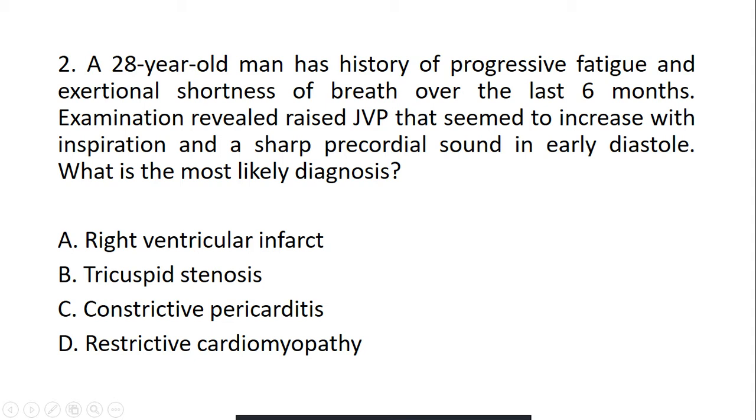The next question. A 28-year-old man has a history of progressive fatigue and exertional shortness of breath over the last 6 months. Examination revealed raised JVP. JVP means jugular venous pressure, that seemed to increase with inspiration, and a sharp precordial sound in early diastole. What is the most likely diagnosis? I say that the case scenario is describing Kussmaul sign, raised JVP on inspiration. This is a paradox. This is not normal. It's Kussmaul sign.